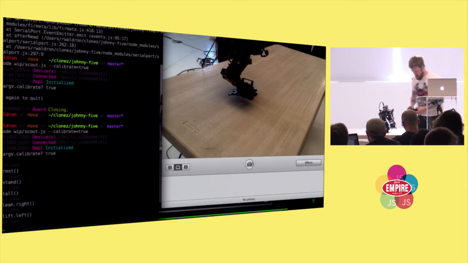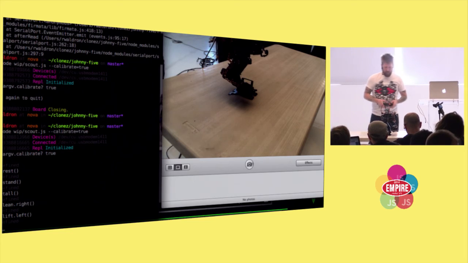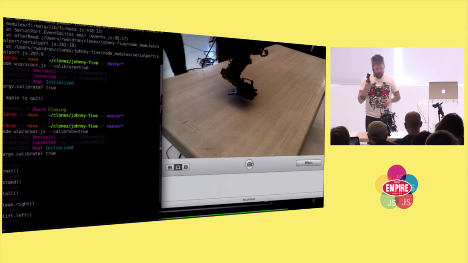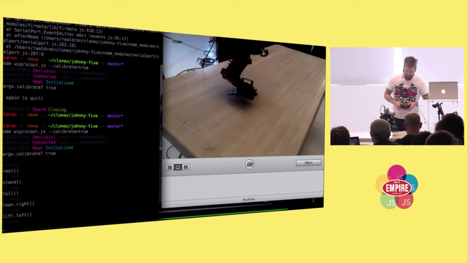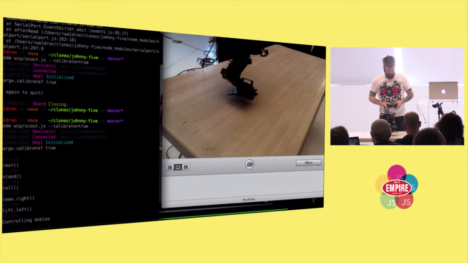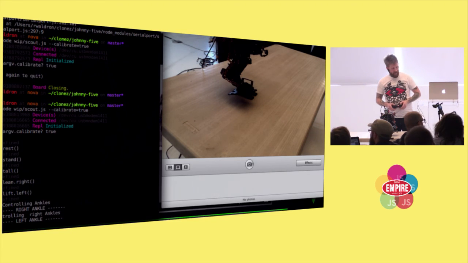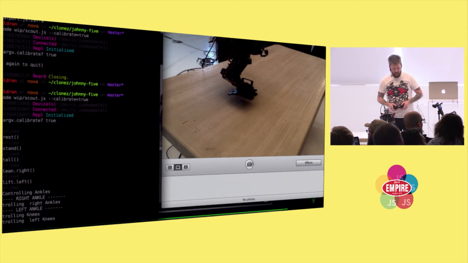Also, incidentally, while working on this project, I used Ricardo de Pena's DualShock controller. So basically, see this controlling ankles? This is dope. Watch this. Left ankle is at 115 degrees, right ankle is at 90 degrees. Controlling right ankles. Controlling left knees. So now I can adjust each.